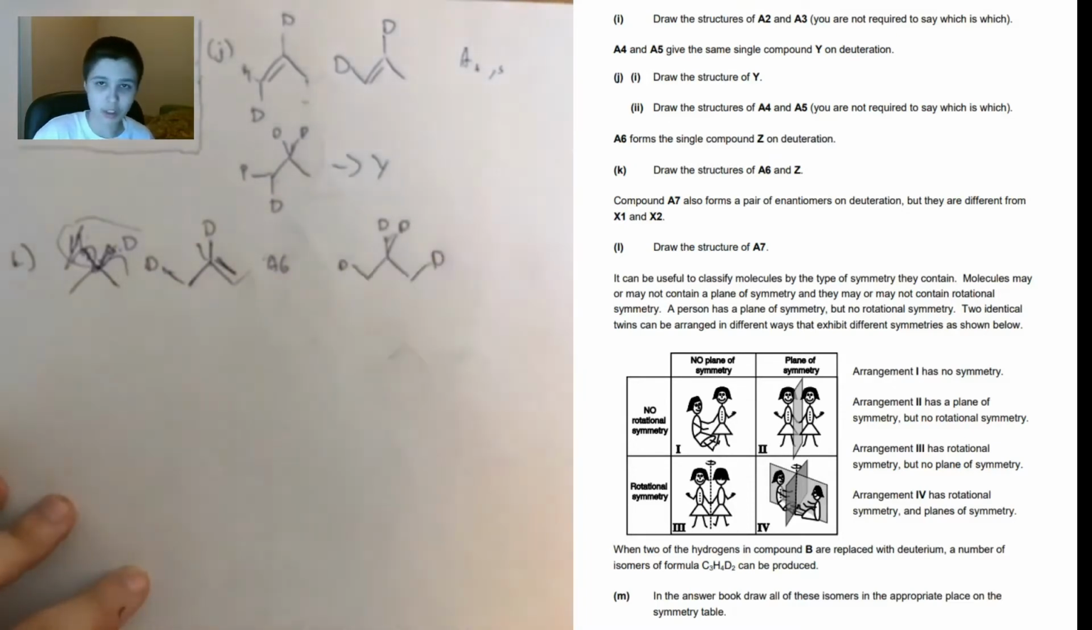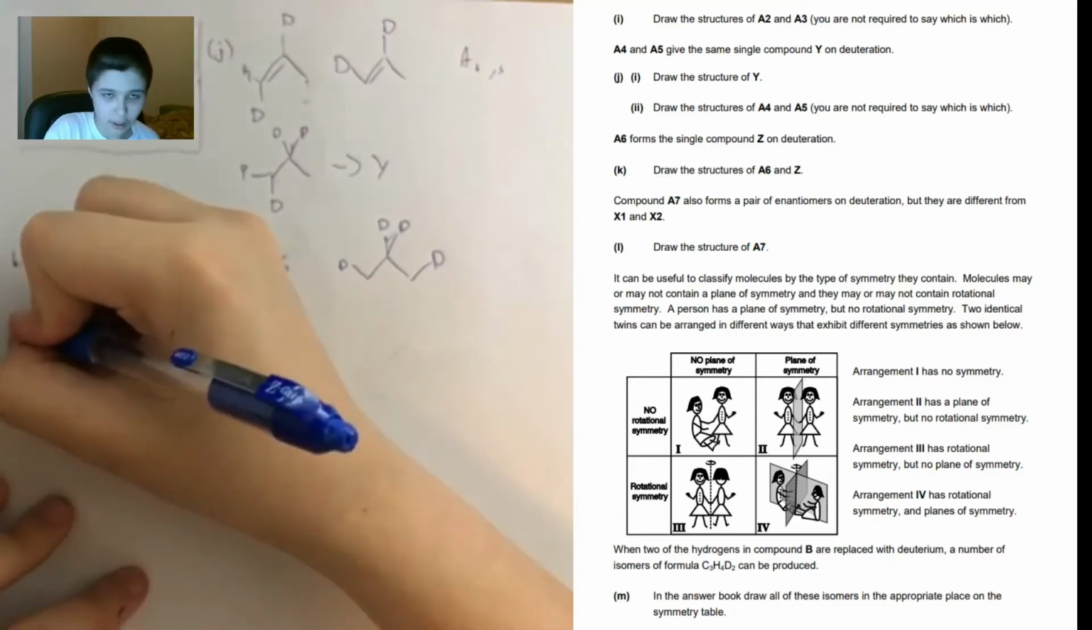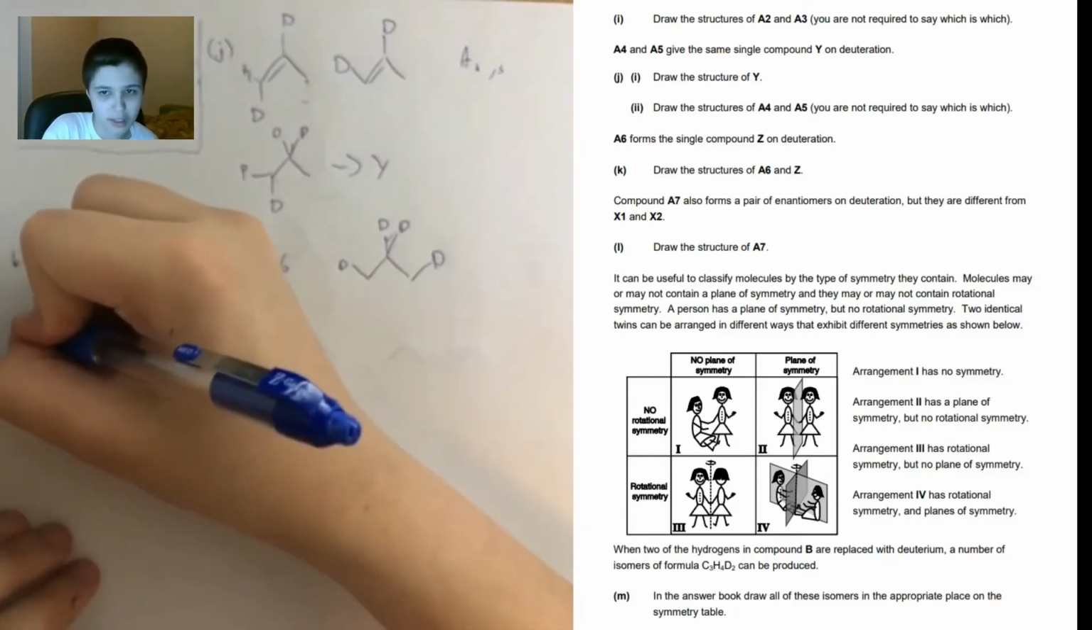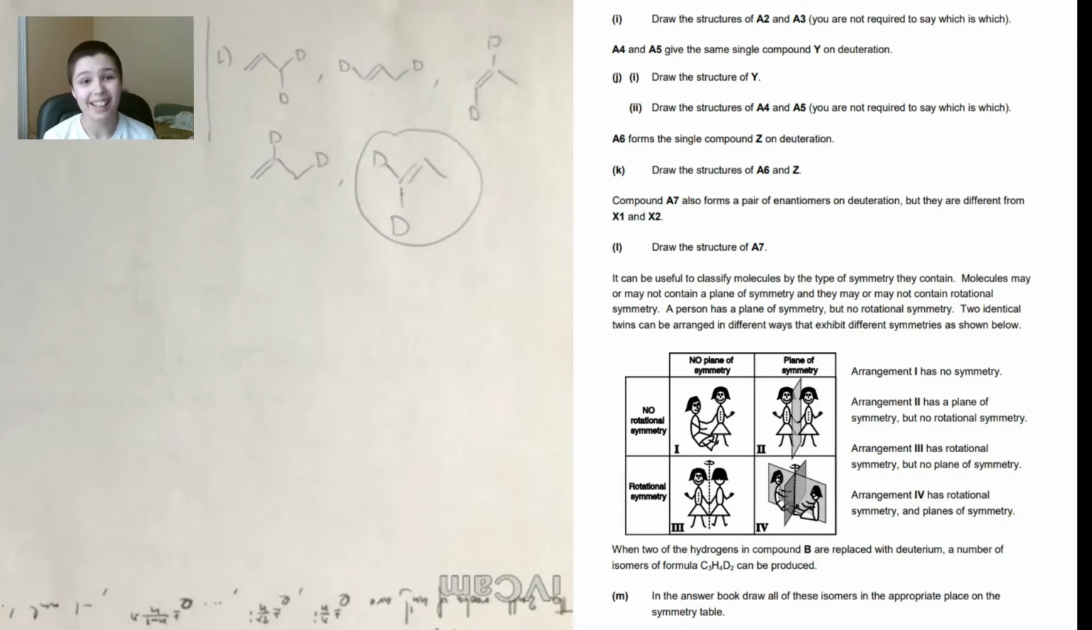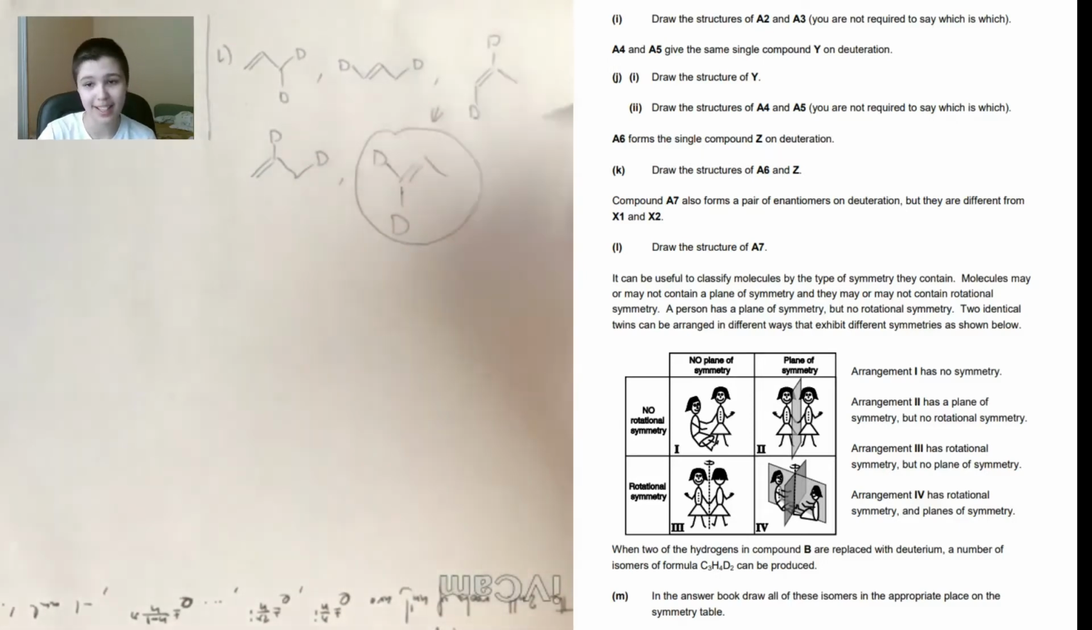I'm not going to draw the stereoisomerism, because you can do that, and there's no isomer stuff. For part L, I suggest just drawing out in order all the isomers that you already have, and then looking at the one that you don't have, and the one that you don't have is this one. So that's going to be A7.